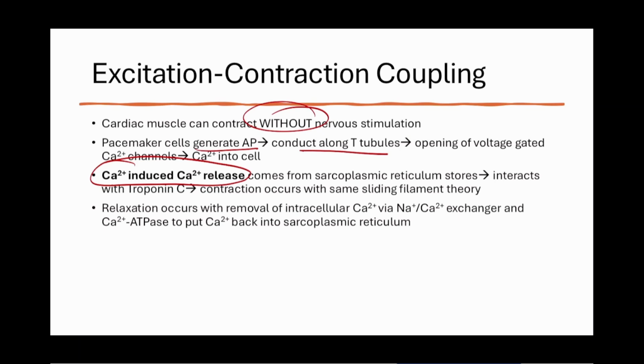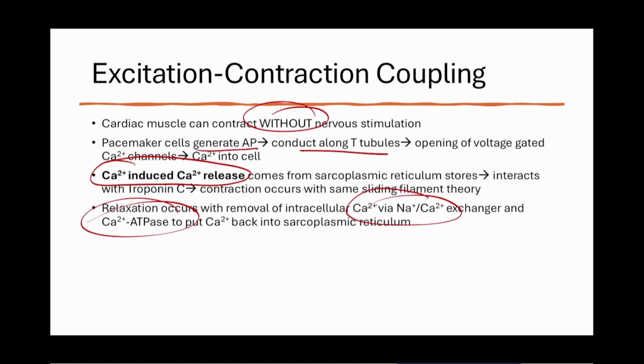So we have two ways of doing it. We have a calcium-sodium exchanger that's going to dump the calcium back outside the cell. And we have this calcium ATPase pump. It's going to pump the calcium back into the SR. So those are the ways we can get rid of calcium. Because the heart has to relax. So we have to get rid of the calcium.